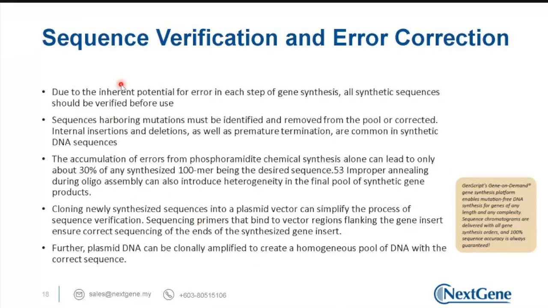After that, we shall go for sequence verification and error correction. Okay, because the step might create incorrect amplification, we will need to perform some correction and sequence verification. One of the things that we can do is clone it into a plasmid vector, and then we sequence the plasmid. Okay, because each plasmid should only harbor one sequence, and we will screen the clones for the correct gene construct or gene sequence.